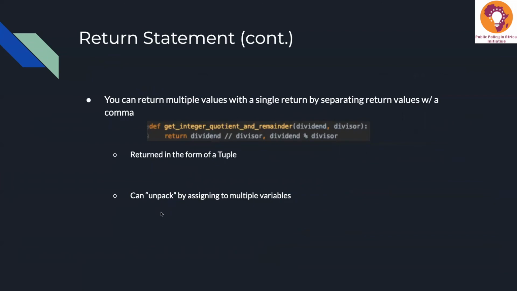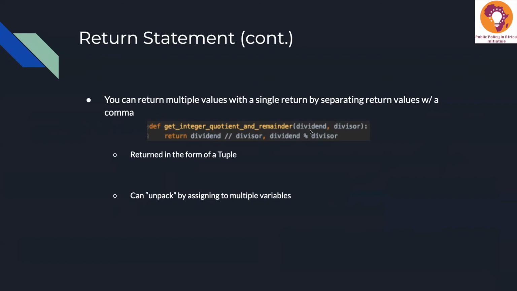So, the return statement continued. You can return multiple values with a single return by separating the return values with a comma. In this particular case, I'm creating a function called get integer quotient and remainder. So I have a dividend and a divisor. The dividend is basically what's being divided, and the divisor is what it's being divided by. Just in case you're not familiar with those math terms.